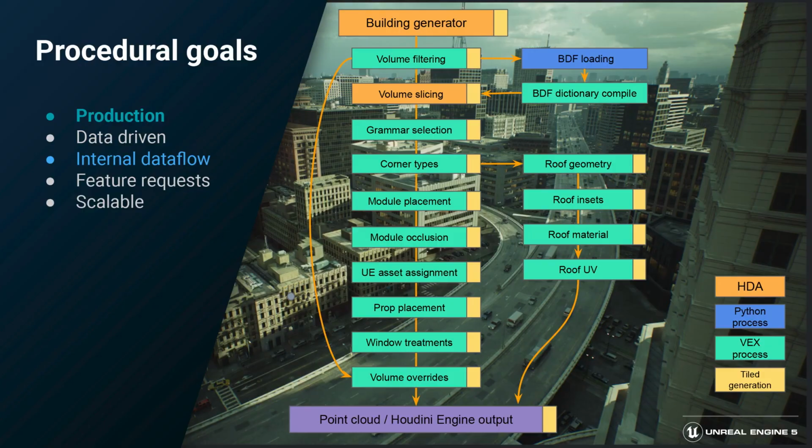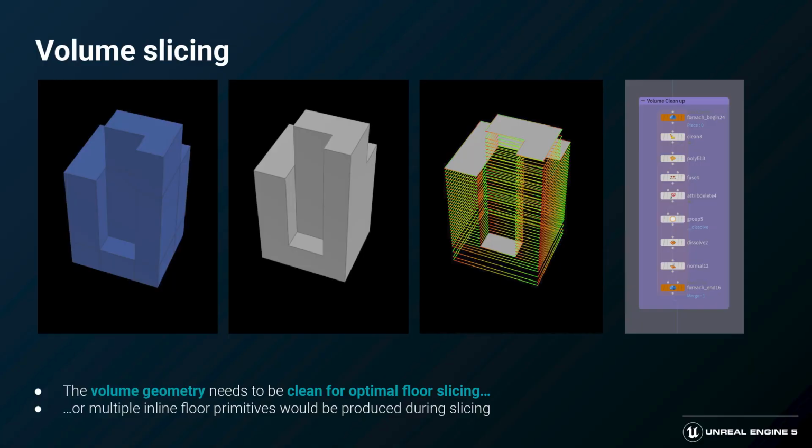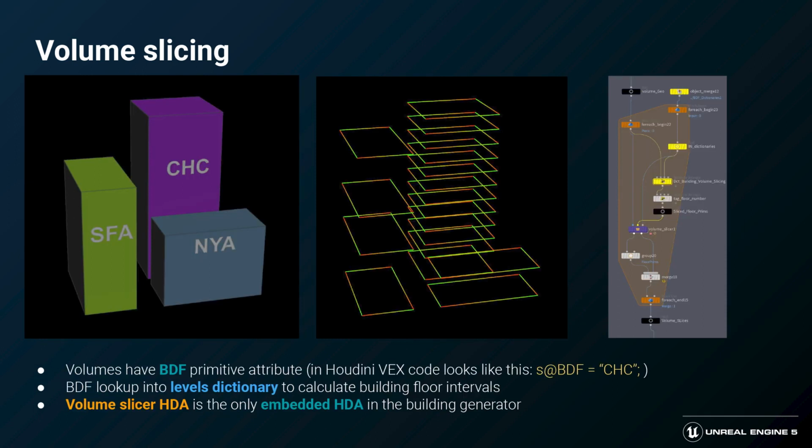Here we can see how the data flows inside the building generator in order of operation till final output. Output was in the form of point clouds and roof geometry passed into the city graph or directly into the Unreal Engine using Houdini Engine. Input volumes were cleaned carefully to give the best chance for cleanly sliced floor primitives to be generated in a consistent and ordered manner. The assigned building definition file tag allows the floor intervals to be calculated from the BDF's level dictionary, and the volume is sliced accordingly.